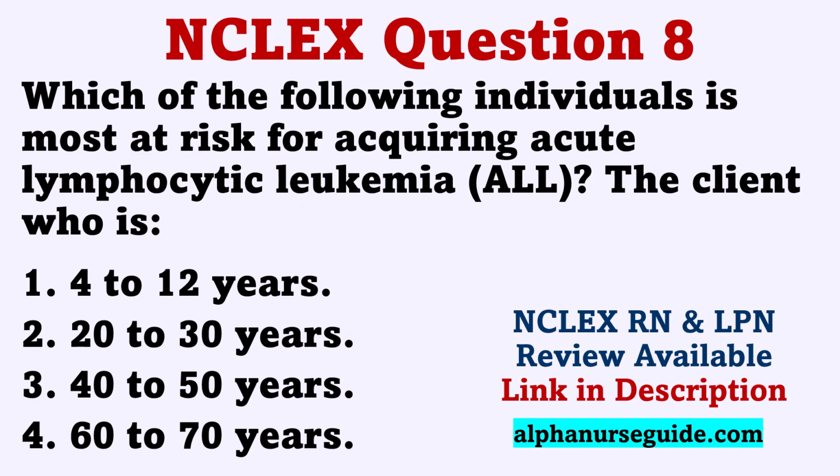The correct answer is 1. The peak incidence of ALL is at 4 years of age. ALL is uncommon after 15 years of age. The median age at incidence of CML is 40 to 50 years. The peak incidence of AML occurs at 60 years of age. Two-thirds of cases of chronic lymphocytic leukemia occur in clients older than 60 years of age.